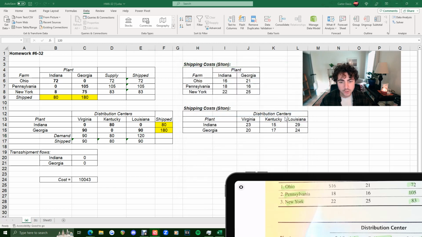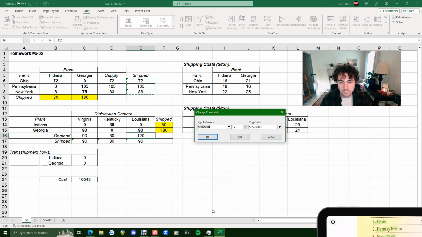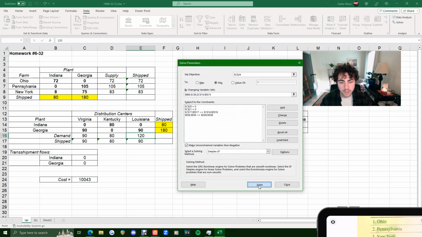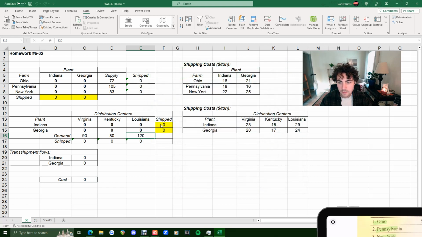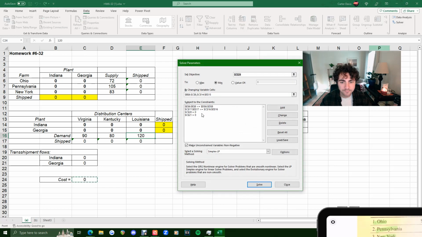Let's see what happens if we change that to less than or equal to. Where'd it go? Oh, there it is. All right. So E6, let's try setting it less than or equal to the supply. I'm just playing around with it at this point. Boom. Cost is 0, but nothing's getting shipped out. So we definitely don't want to do that. Okay. Let's change that back.